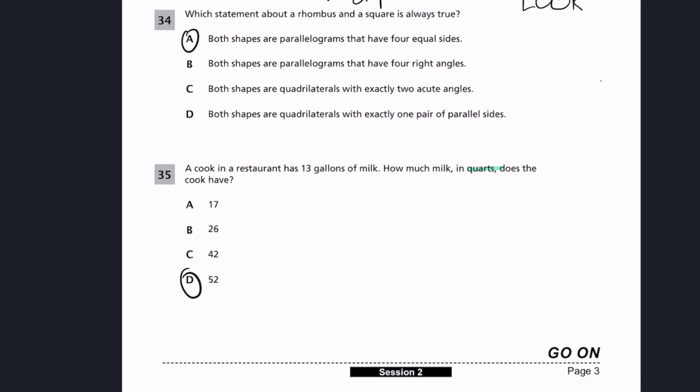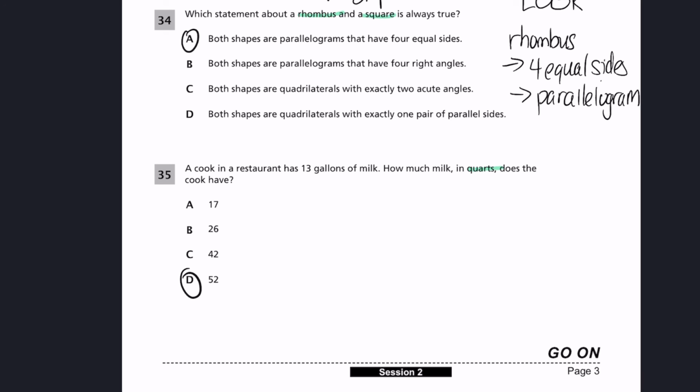Now 34 is a geometry problem. That's really a vocab problem. You have to know what these terms mean. So what is true about a rhombus and a square? So when I think of a rhombus, I know it has 4 equal sides. And it's also a parallelogram, meaning it has 2 sets of parallel lines.